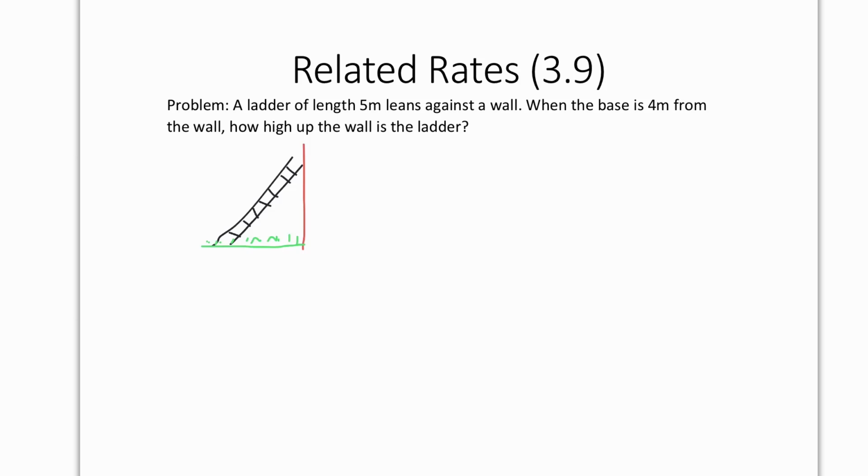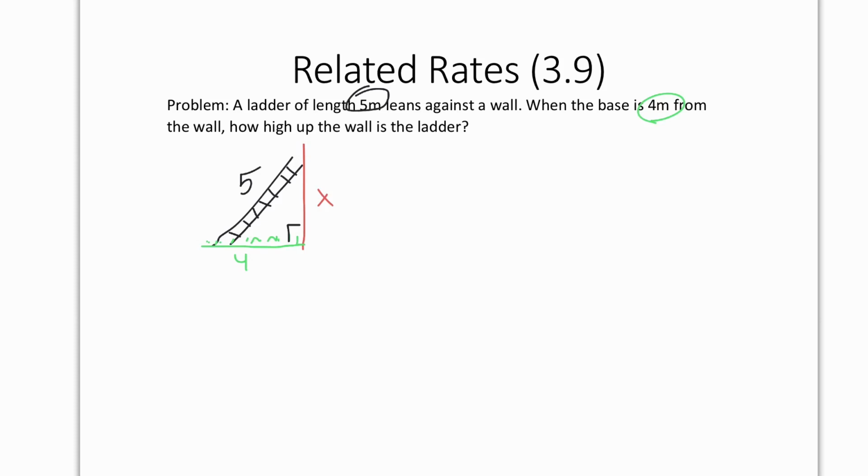Now, what information do we have? Well, the ladder is length 5, so that goes here, 5 meters. The base is 4 meters from the wall, so this is 4 meters over here. And we're asked to find how high up the wall the ladder is, so we're asked to find x. Well, if you take this picture, you can see pretty clearly that the wall and the ground, assuming this thing was constructed properly, make a right angle.